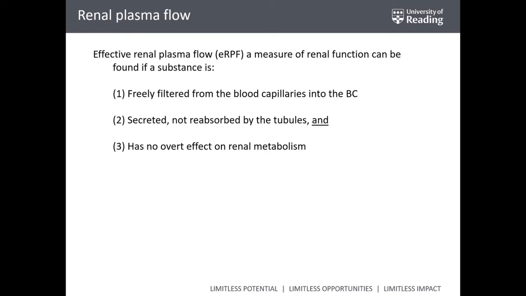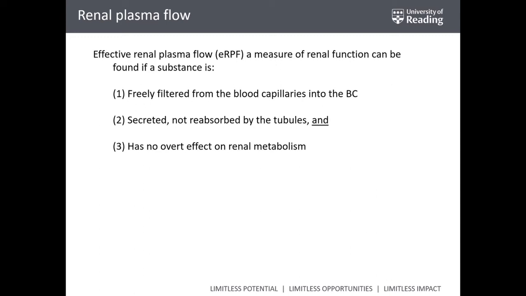That is the effective renal plasma flow, or ERPF, which is a measure of renal function, and it can be found as a measure of clearance. The clearance of a substance corresponds to the effective renal plasma flow if that substance is, one, freely filtered from the blood capillaries into the Bowman capsule, two, secreted but not reabsorbed by the tubules, and of course doesn't increase or decrease the renal metabolism.